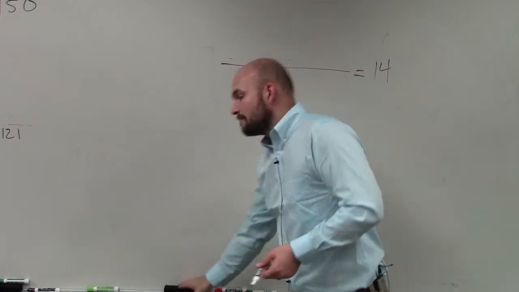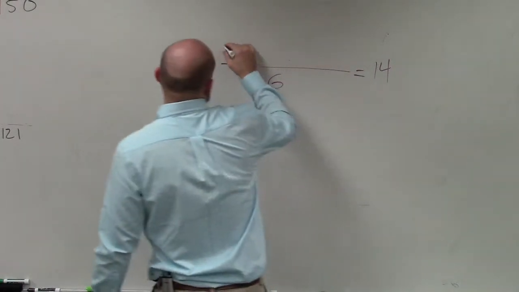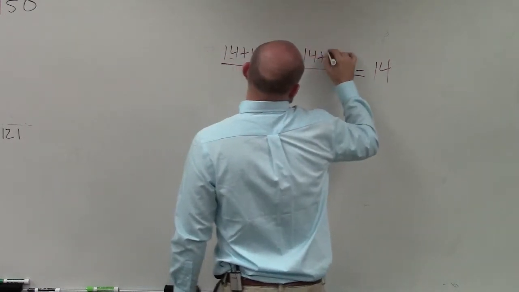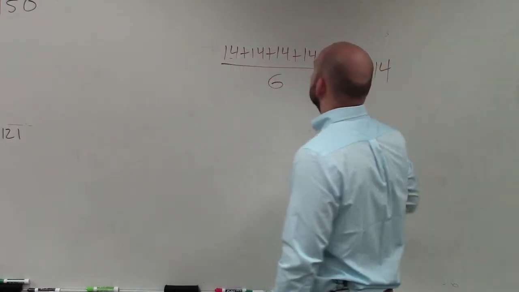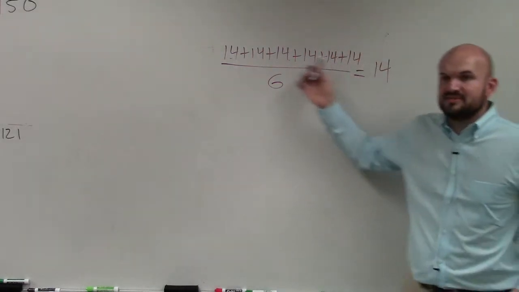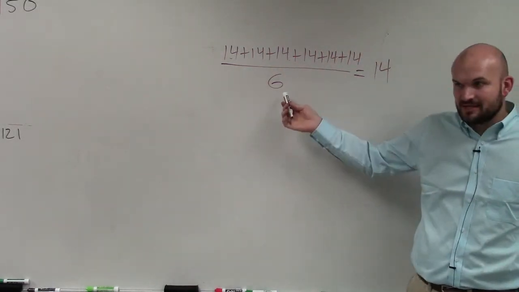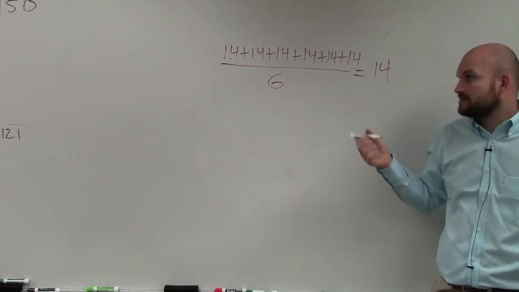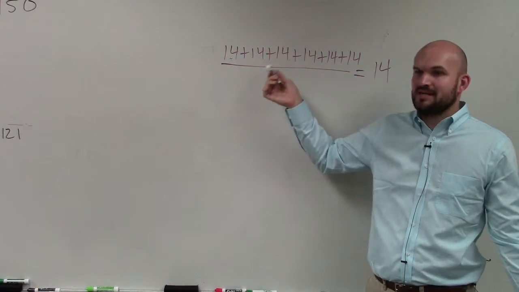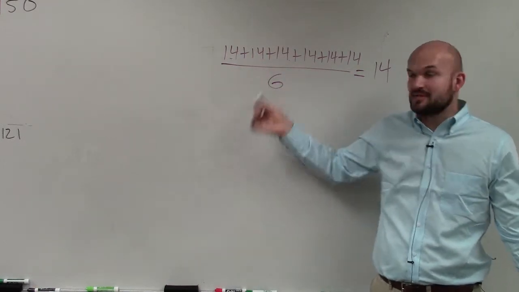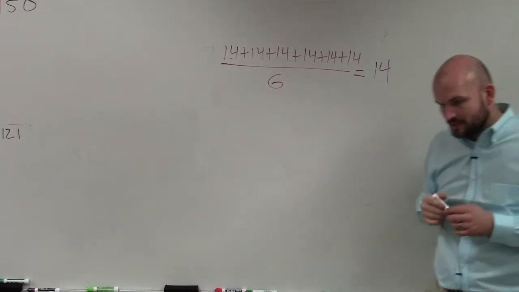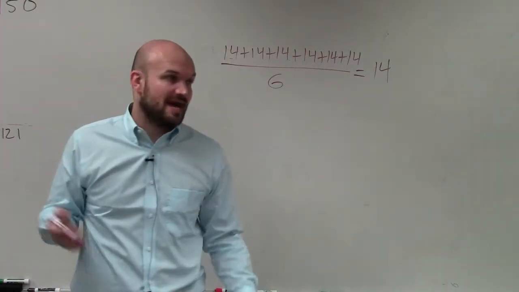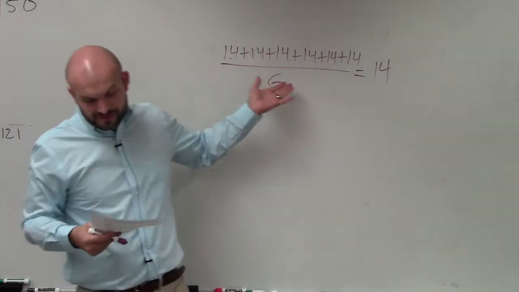So Lynette, I will use 14 plus 14 plus 14 plus 14 plus 14 plus 14. Now, if I add 14 up 6 times and divide it by 6, do you guys agree that the answer is equal to 14? Yes, right? 14 added up by itself 6 times is like 14 times 6, divided by 6 just gives you 14. So that is an average problem where the average of 6 numbers is 14.